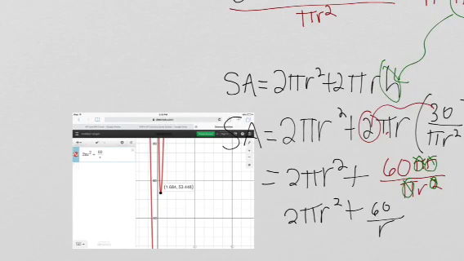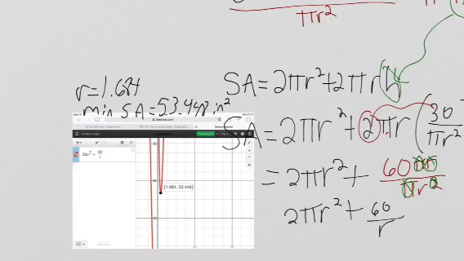Now remember, we're using x because that's what Desmos is going to register as our independent variable. So x actually represents r in this case. So the radius is this value, because again, x represents r, and the x value comes first. So that tells us that the radius equals 1.684, and then the min surface area, if we want a volume of 30 cubic inches, is 53.448 inches squared. Okay, and that is our final answer.